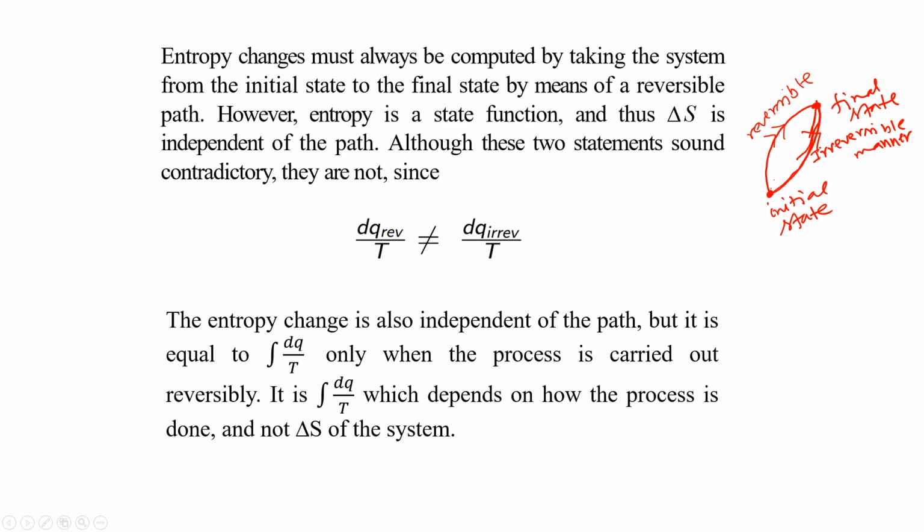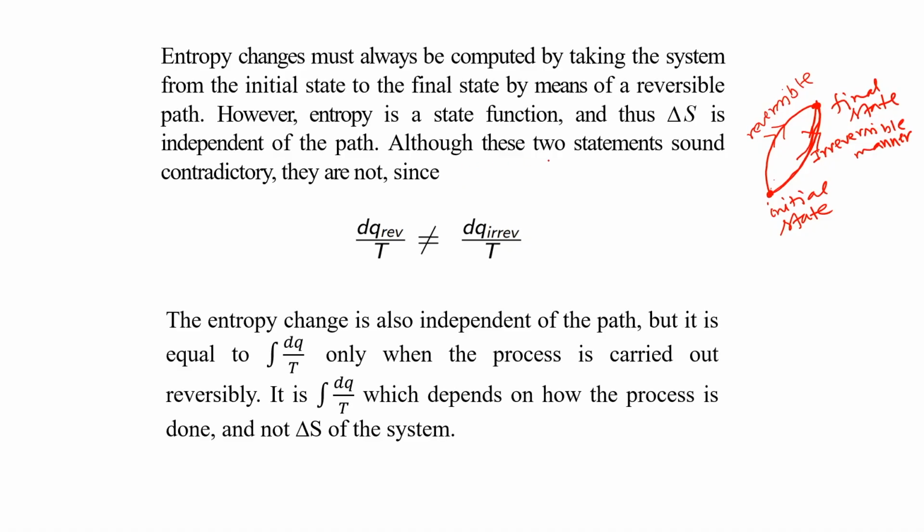That's why it says that entropy changes must always be computed by taking the system from the initial state to the final state by means of a reversible path. However, entropy is a state function, so the value of delta S is independent of path. We already discussed that a state function is path independent; it depends on the state of the system. Whether you start from the same initial to the same final state, irrespective of whatever path you take, the change in the value of a state function will always be the same.